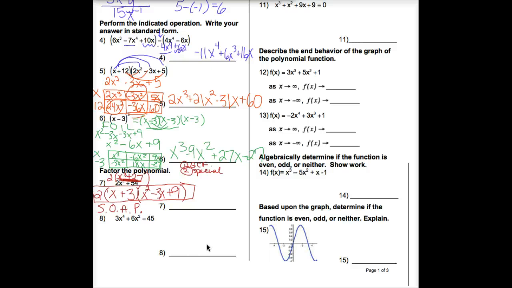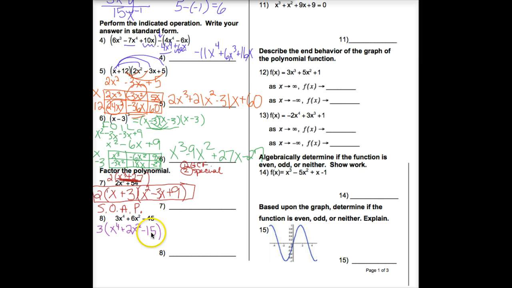All right, next one. Again, always, always, always check for your GCFs first. This one has a GCF of 3. So that gives me x to the 4th plus 2x squared minus 15. Now, I took the GCF out. Next, I look for special products.